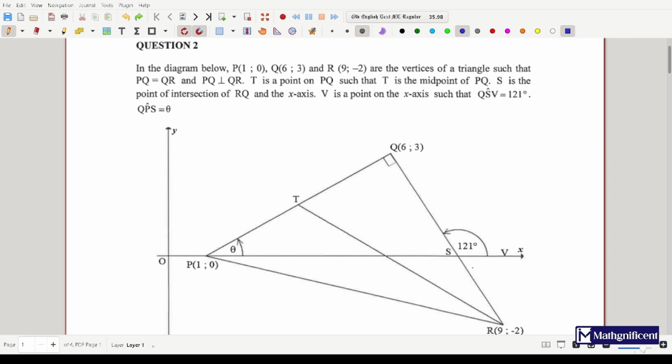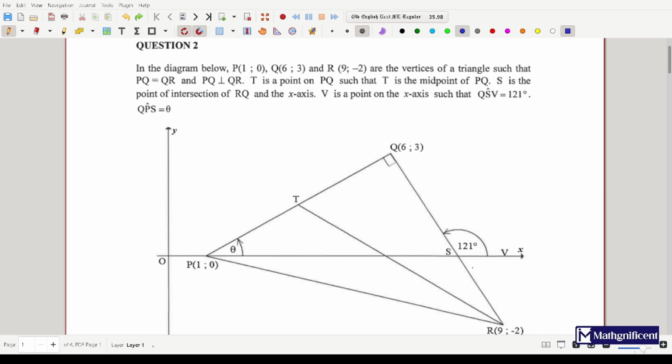T is a point on PQ such that T is the midpoint of PQ. S is the point of intersection of RQ and the x-axis, while V is a point on the x-axis such that angle QSV is equal to 121 degrees. And then we have angle QPS, which is equal to theta.